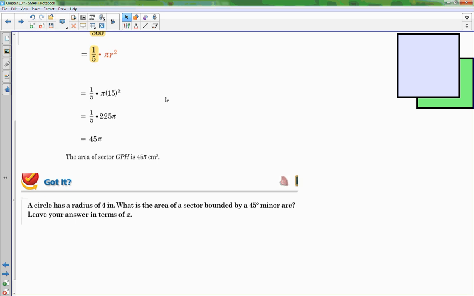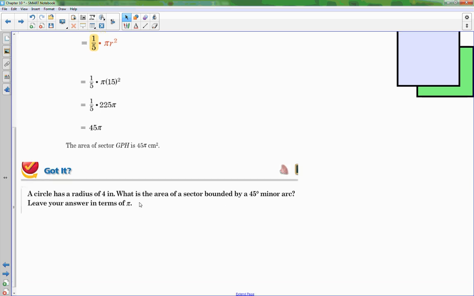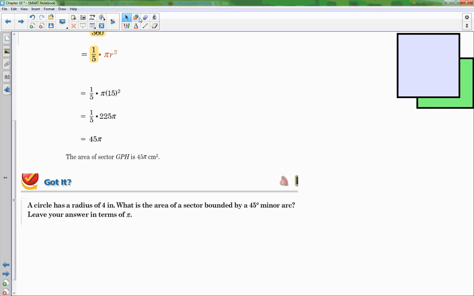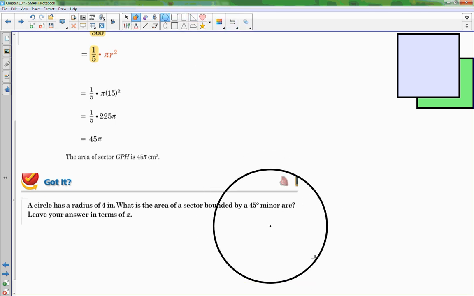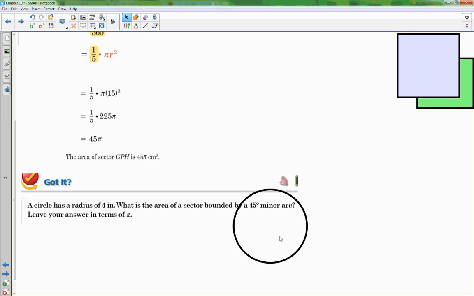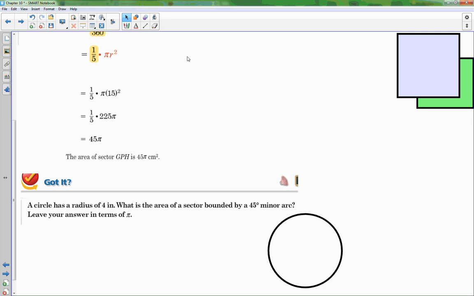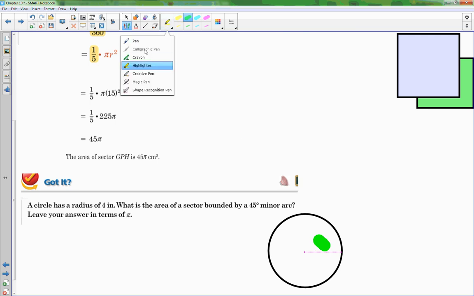All right, let's try this again, but with a different scenario. A circle has a radius of 4 inches, and I am always a fan of drawing the picture. If you don't draw the picture, then you're missing out on some good time fun. The circle has a radius of 4 inches. And what is the area of the sector bounded by a 45-degree minor arc?